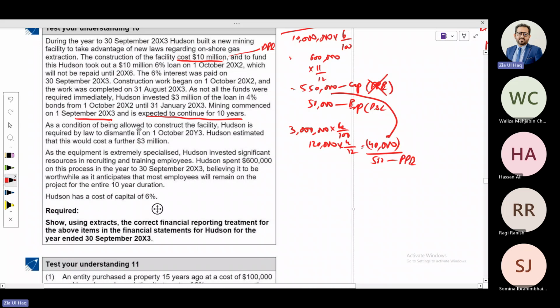As a condition of being allowed to construct the facility, Hudson is required by law to dismantle it on 1st October 2023. After how many years? Currently we are in 20x3. So 20x3, x4, 5, 6, 7, 8, 9, x0, y1, y2, y3. How many years? 11 years.